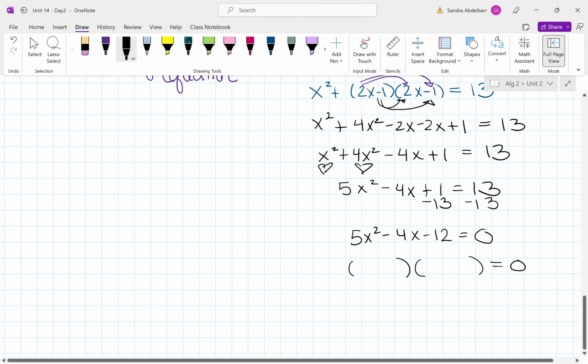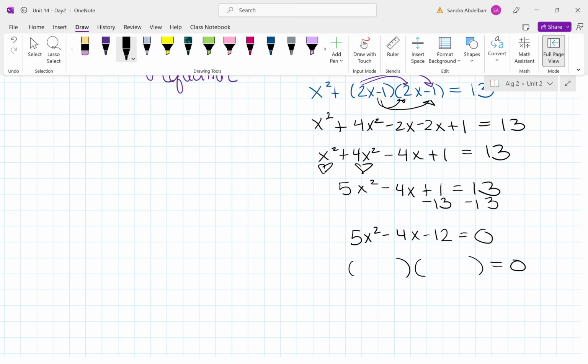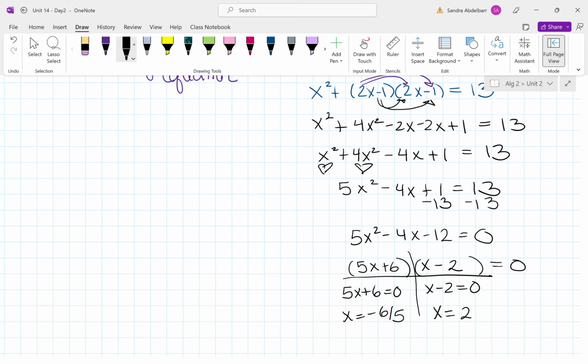Did anybody factor it? What'd you get? I did quadratic by accident, so I have the answer. Okay, did anybody factor? Okay, what'd you get? 5x plus 6 times x minus 2. You got it. Good job. So when we factor, we get 5x plus 6 times the quantity of x minus 2, and then you have to solve. So you set each factor equal to 0, and we get x equals negative 6/5 and x equals 2.